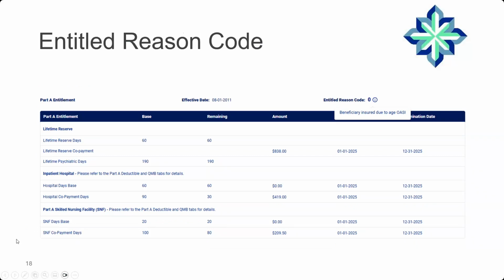Here's an example of what it looks like when you hover over the number shown in the entitlement reason code field. For the number 0, a box appears and it states that the beneficiary is insured due to age OASI, and that stands for Old Age and Survivors Insurance. So not a great term, but that's what it stands for. Most likely this individual worked the required amount of time to earn 40 credits, which is about 10 years. So they would have been entitled to Medicare at the age of 65.